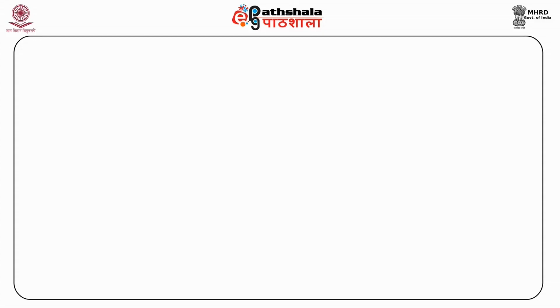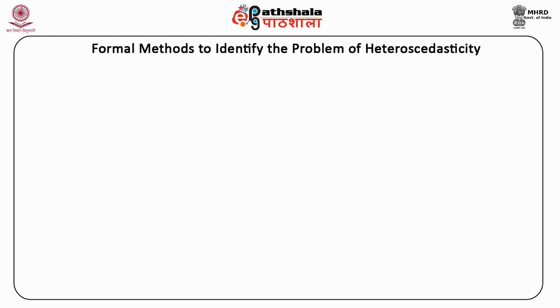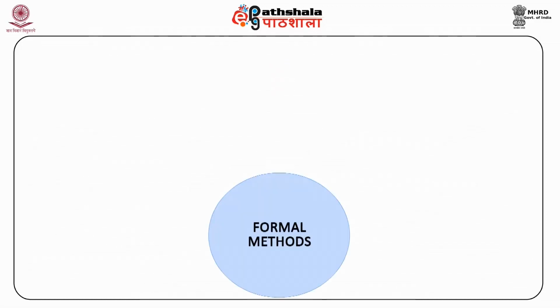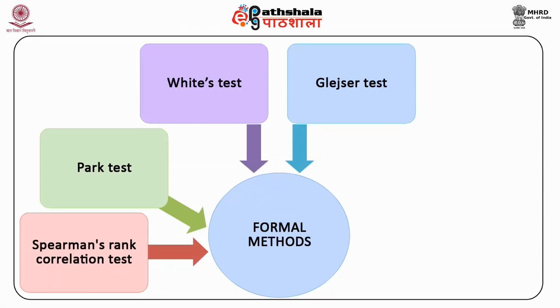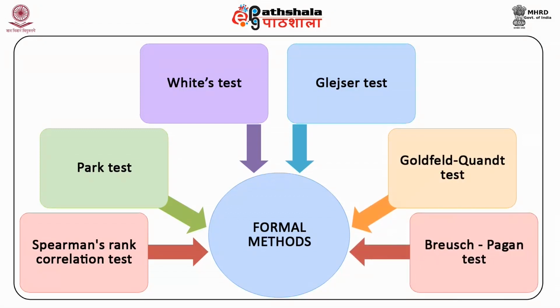Now, let us move on to discuss the formal methods to identify the problem of heteroscedasticity. Formal methods to identify the problem of heteroscedasticity are as follows: Park test, Glejser test, White's test, Spearman's rank correlation test, Goldfeld-Quandt test, and Breusch-Pagan test. Let us now take a look at each one of them in the following slides.